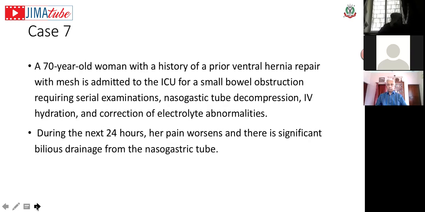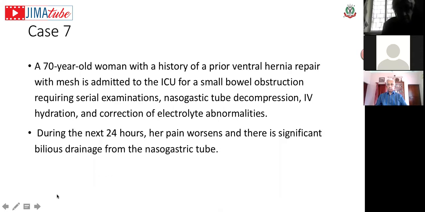Okay. Let's take this case. A 70-year-old woman with a history of prior ventral hernia repair with mesh is admitted to the ICU for a small bowel obstruction requiring serial examination. The patient had a nasogastric tube, started IV hydration. During the next 24 hours, the pain worsens and there is a significant bilious drainage from the nasogastric tube.